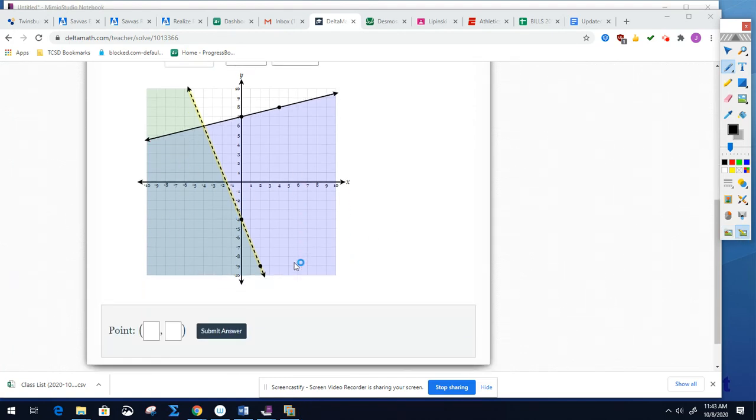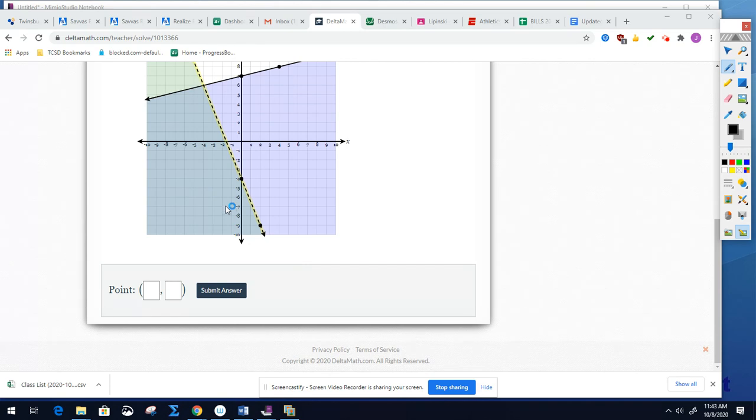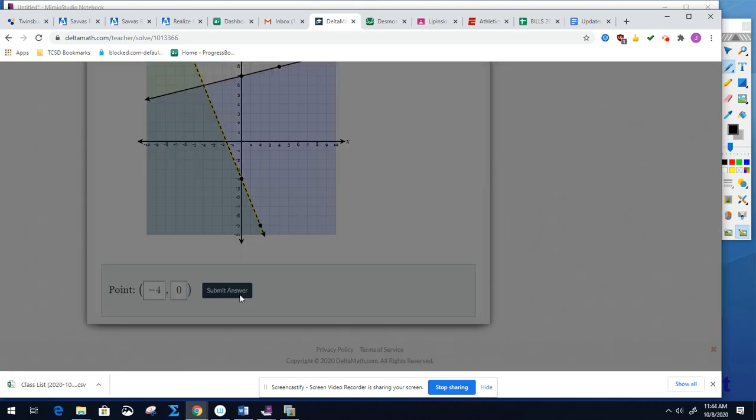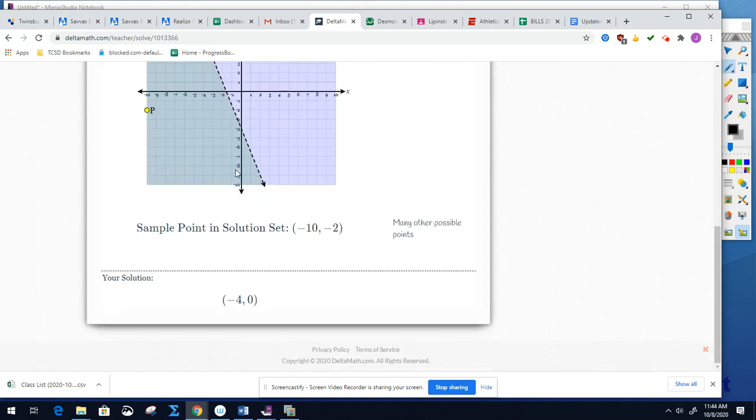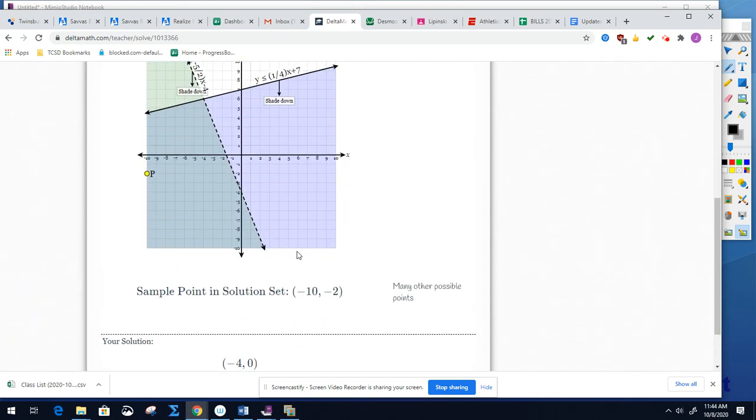Now Delta Math is asking you to give one point that is in this shaded region. You could choose any point you want. I'm going to choose this point right here, which is -4, 0. And when you submit it, it's going to tell you whether or not you're correct, and it'll give you a little explanation. And notice it's going to give you a different point than the one that you put.